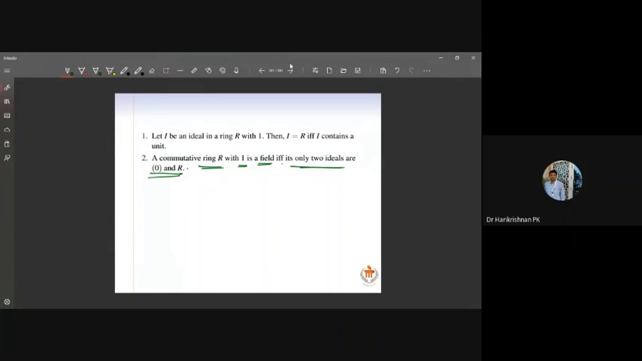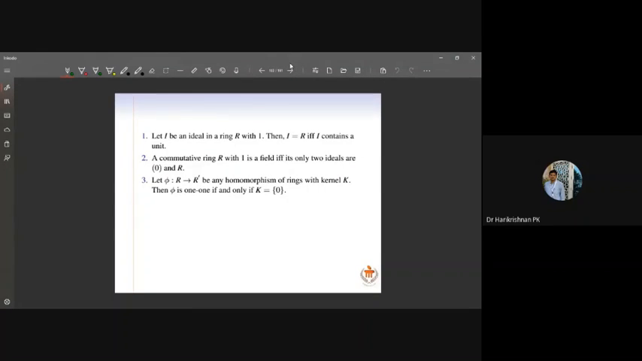That is, if a commutative ring with identity has only the trivial ideals, then such a commutative ring with identity is called a field. This is a necessary and sufficient condition. So next, these are results you have studied.